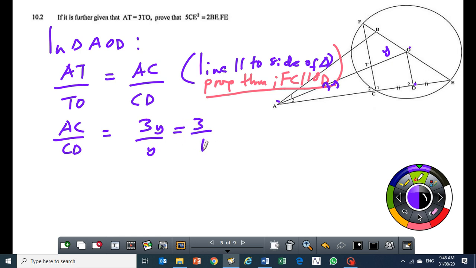Okay, then if I go back to the diagram, my AC, I can call it 3x. My CD will be x. My DE, because it's equal to CD, that will be x.